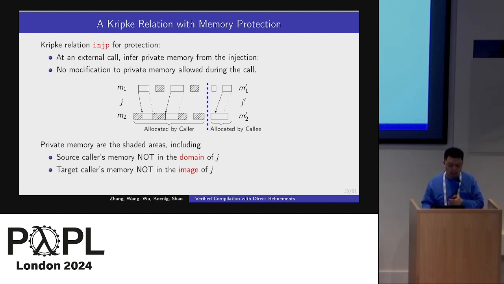Basically, the memory protection is realized by this INGP relation. What it says is that at the external call, you take a snapshot of the caller's memory. And from this snapshot, you infer which are the private memory you want to protect. Then in the callee, you cannot modify those private memories. The private memory has 2 parts. They are those shaded areas. The first is the source memory that is not in the domain of the injection, which means it is dropped by the injection. And the second is the one that is out of reach from the injection in the target memory, which means it's not in the image of the injection.